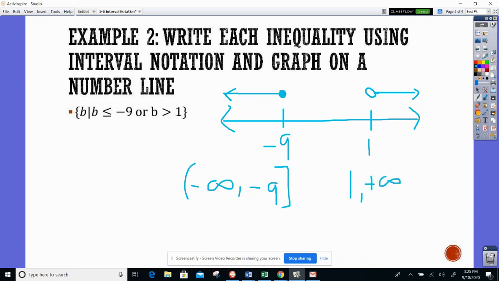Now all I need are my parentheses and brackets. Since we have an open circle this time, 1 is not included, so we're going to use parentheses. And anytime we have an infinity, we use a parentheses, so on my other side, I have parentheses as well. Now, the only thing we're missing here is the union symbol. I'm just going to put a U in between those, and that tells me that this is the union between these two inequalities.